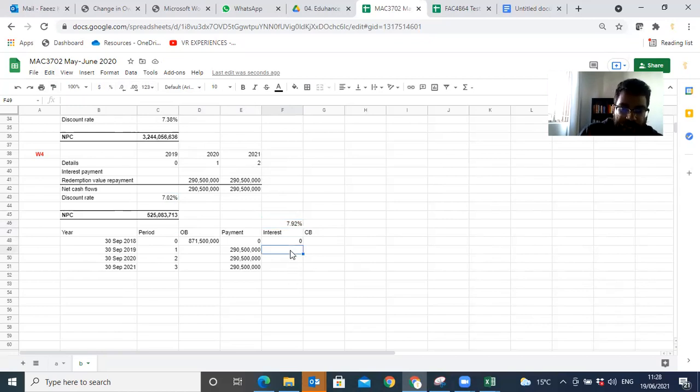So what will the interest be? So remember, interest is going to be opening balance multiplied by the discount rate. Okay, so opening balance multiplied by the discount rate. So that will be my interest over here. My closing balance is opening balance minus payment plus interest. Okay.